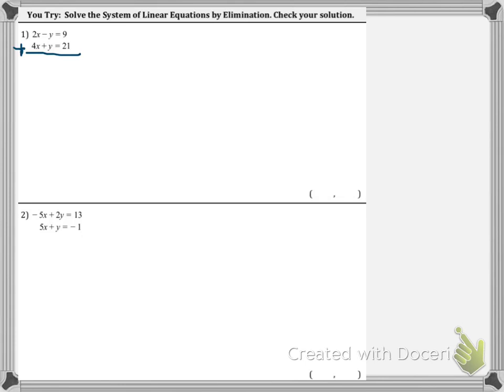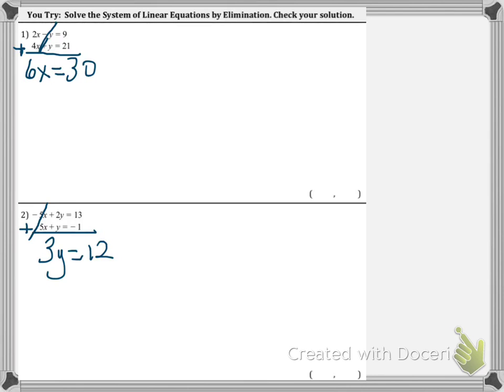In this first example, we have the negative y and the positive y. That becomes a 0y. And in the second example, we have negative 5x and positive 5x. So if we add these currently, the x's would disappear. For this example, we'd have 3y equals 12, so we only have one variable. And for the first example, we would have 6x equals 30.